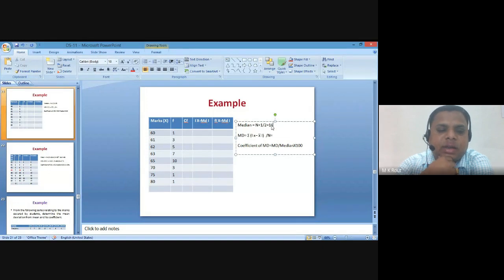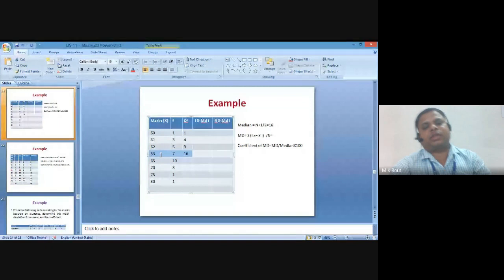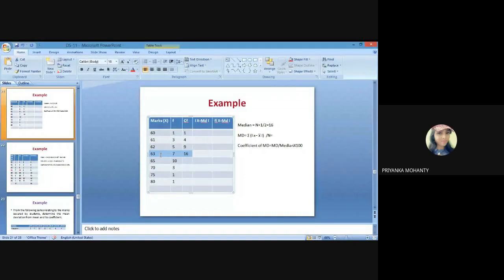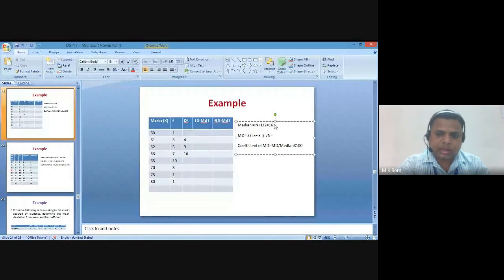If you calculate the cumulative frequency, this one is 4, 4 plus 5 is 9, 9 plus 7, how much? 16. Yes, sir. And that 16 directly represents which value of x? That is 63. That is why your median equals 63. Is it clear? Yes, sir. Okay, I just write the median equals 63.